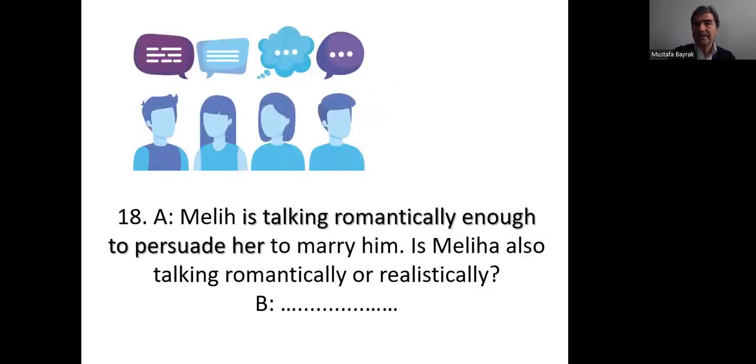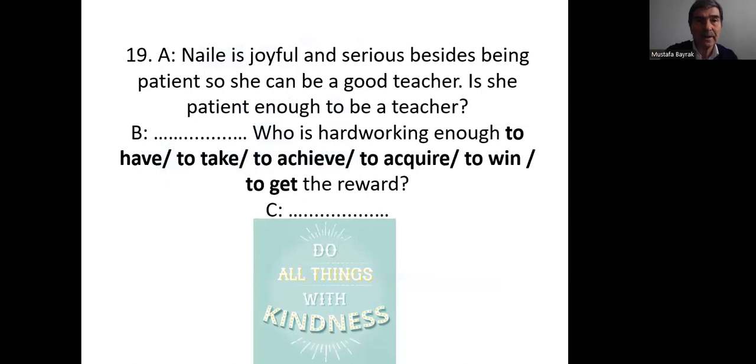Okay, 18. Melih is talking romantically enough. Melih is talking romantically enough to persuade her to marry him. Is Meliha also talking romantically or realistically? Yes, Meliha is also talking romantically enough to marry him. Or we can just say she is talking realistically, not romantically. Or yes, she is also talking realistically enough to marry him.